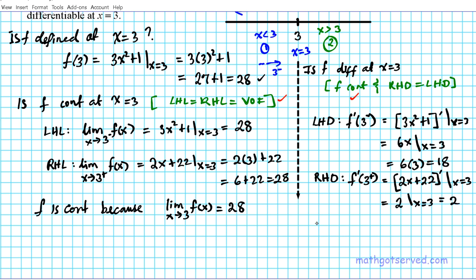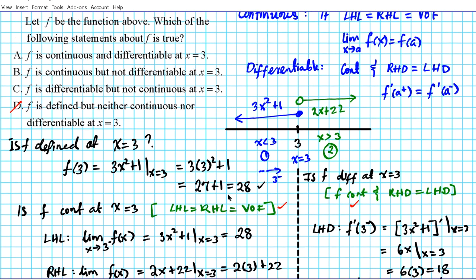They're different. So since the left-hand derivative and the right-hand derivative are different, since f prime of 3 from the left is not equal to f prime of 3 from the right, we kind of have a corner situation, okay, kind of sorta. What does this mean, ladies and gentlemen? It means that f is not differentiable at x equals 3. Okay, so it's continuous and not differentiable. So let's see what the correct answer is.